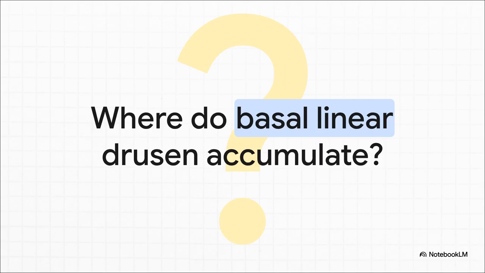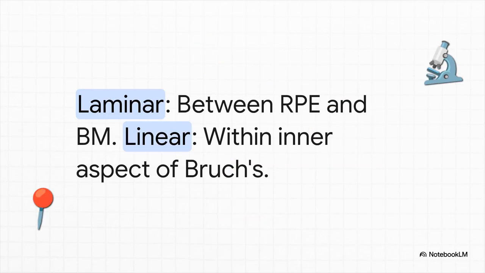Where exactly do basal linear drusen accumulate? Take a mental guess right now. Okay, here is the answer, and please pay close attention because this is a classic high-yield board trap. Basal laminar drusen accumulate between the RPE cells and their own basement membrane. They are basically sitting right under the RPE cell body.